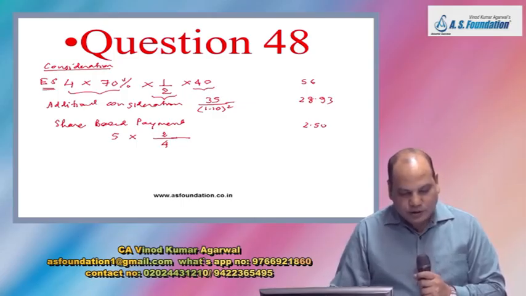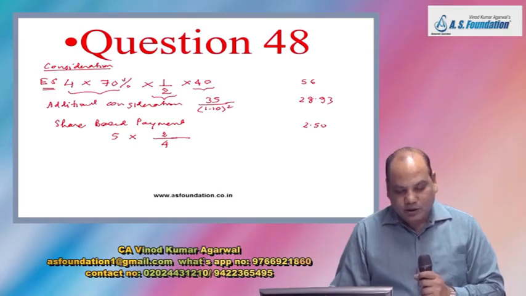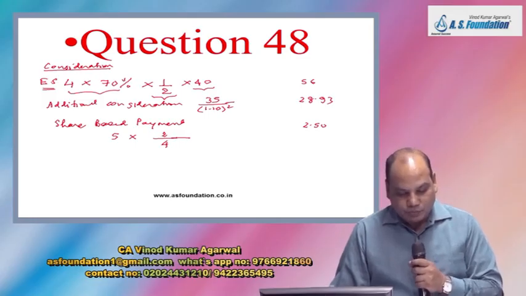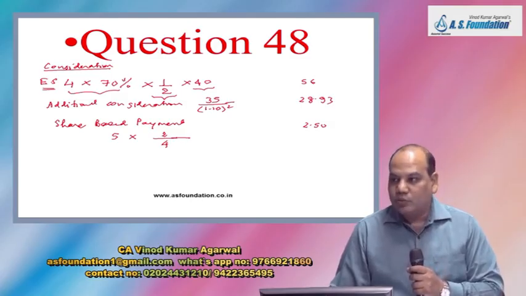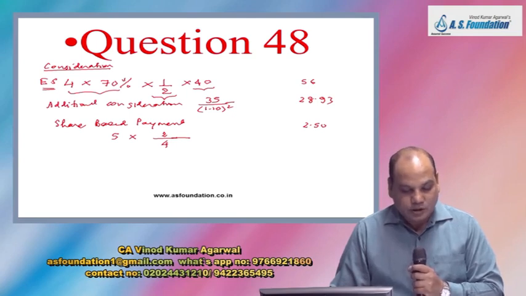2.5. So that also I will add. Then it says Dynamic Limited had a lawsuit pending with a customer who had made a claim of 50. Management reliably estimated the fair value of the liability to be 5. So we have to record one more liability. Which liability? Contingent liability.